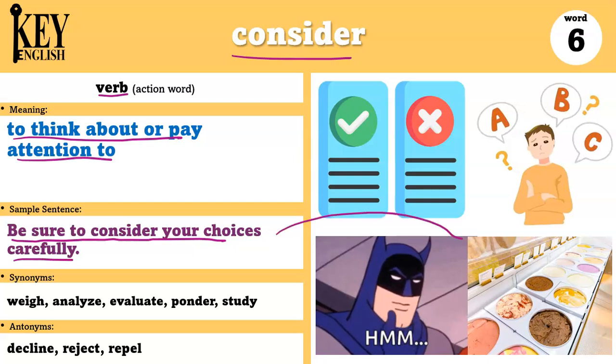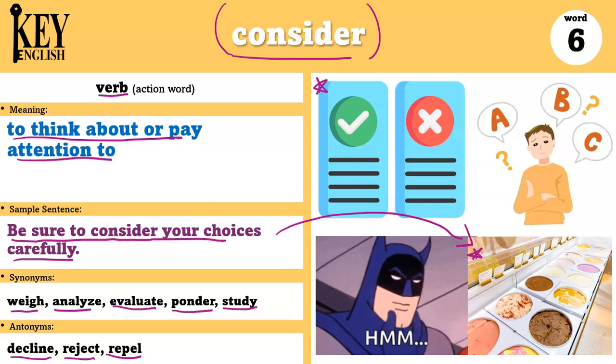Imagine you go to an ice cream shop and there are so many different ice cream flavors that you can choose. Instead of just picking anything, you should consider which flavor you want to eat. You should think about it. Which one will be the most delicious, or which one do I really want to eat right now? Some synonyms are weigh, analyze, evaluate, ponder, and study. Antonyms are decline, reject, and repel.